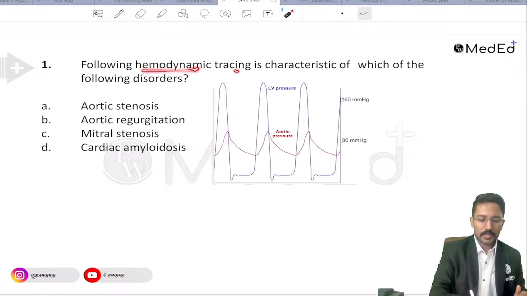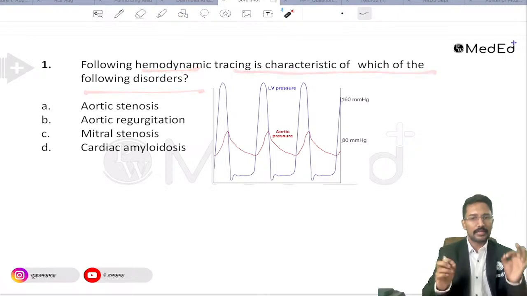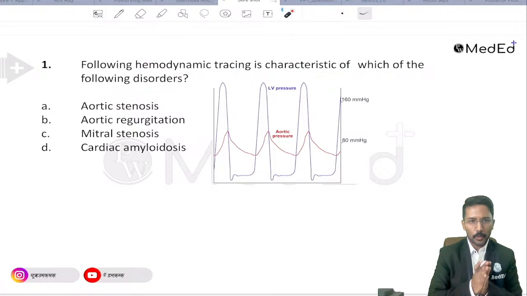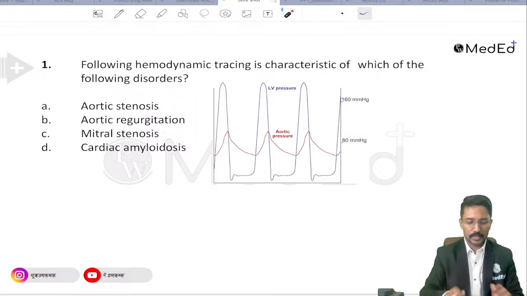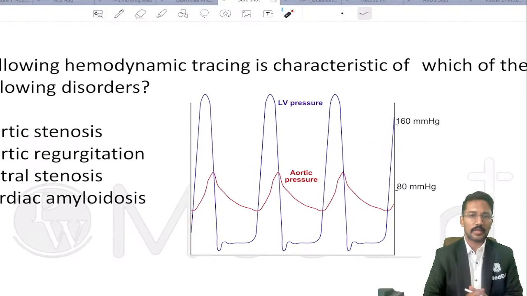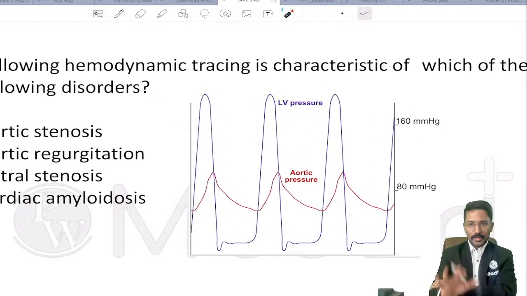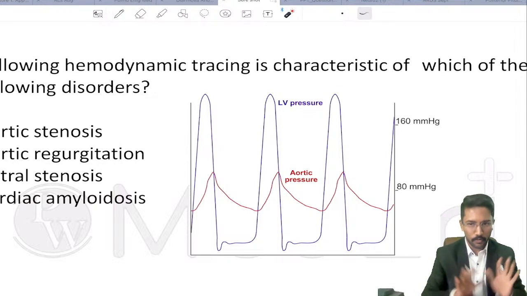The following hemodynamic tracing is characteristic of which of the following disorders? Four options are there: aortic stenosis, aortic regurgitation, mitral stenosis, and cardiac amyloidosis. This is the tracing that all of you are seeing. If you get any such pressure tracing of the cardiac cycle, you should be able to answer that question. So let me make it a bit conceptually simple for you.